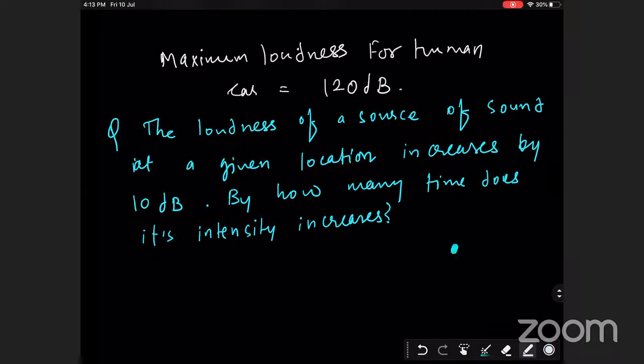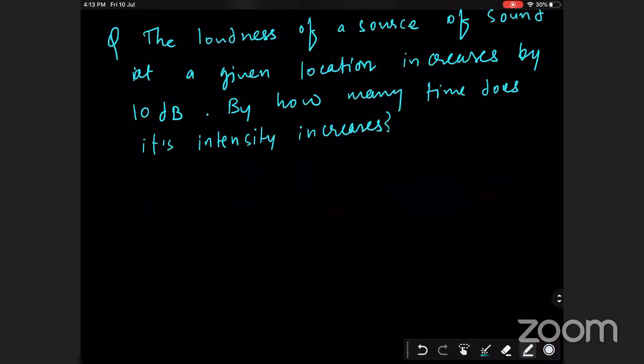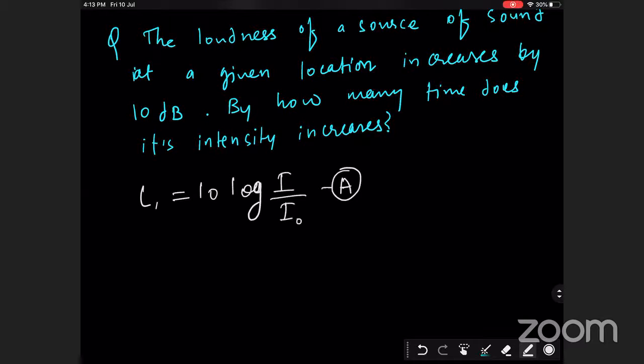देखो करते हैं, मैथ से करेंगे. Loudness of a source at a given location increases by 10 dB. Suppose initially loudness was L1. So 10 log I upon I naught. This is case 1. But in case 2, loudness increased by 10 dB because we increased our intensity, suppose n times. How many times? N times. Okay.